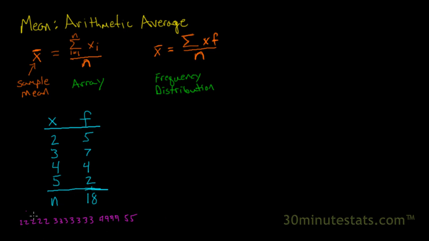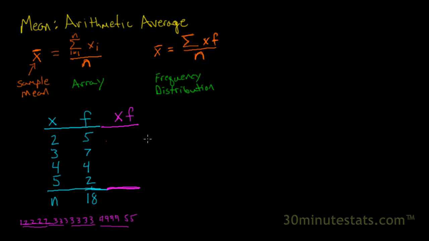But instead of adding up each of these numbers individually and dividing by 18, we can shortcut that using the frequency distribution. We're going to create a new column called x times f, or xf. Now, what we need to know is the sum of all of these values in this array. To calculate the sum of all the 2s, we would add 2 plus 2 plus 2 plus 2 plus 2. Well, we could do the same thing by simply multiplying 2 times 5.